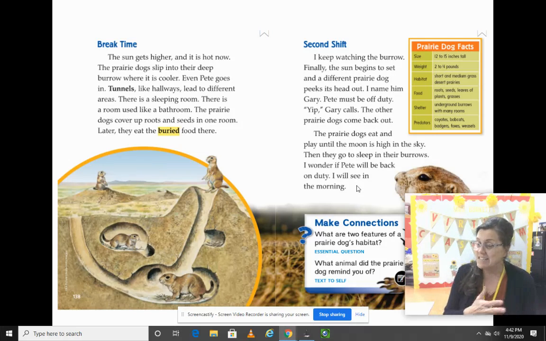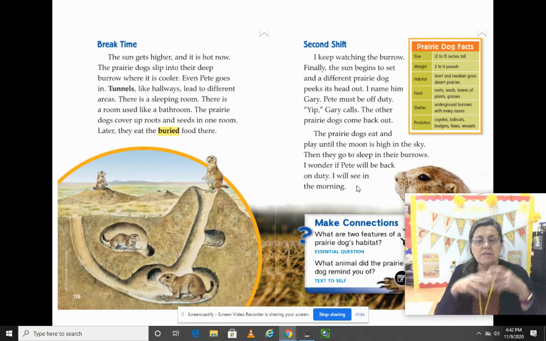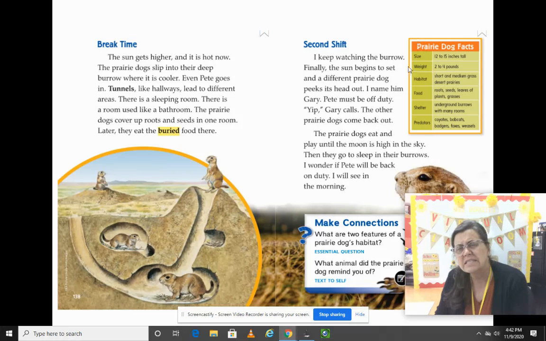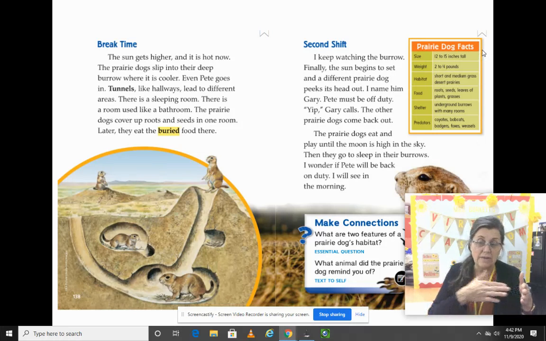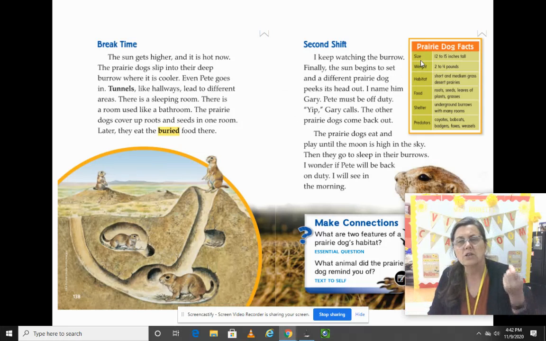So he's letting us know come evening time, they all come out and they eat some more until the moon rises high, and then they go back into the burrow. What is this box over here, boys and girls? Sometimes authors give us information in what is called a table or a chart. They kind of organize it so that instead of reading long sentences, we can just get quick facts.